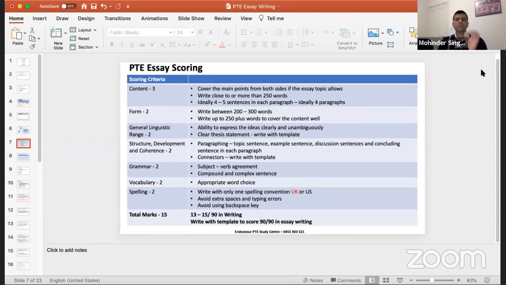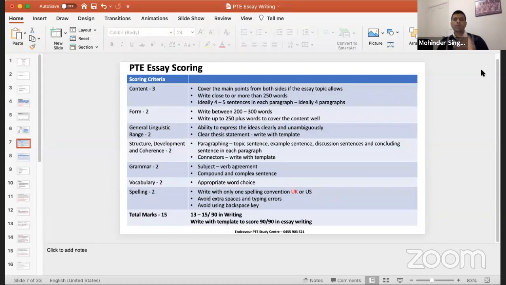Now, form means you have to write your essay between 200 to 300 words for a maximum of 2 marks in form. Also, you have to write the essay on the topic. You cannot write an essay completely off the topic. Off the topic means that suppose the essay was about global warming and you have written an essay about cricket. I know none of us has that bad a level of English. Most of us are able to understand what the topic is, right? But make sure that you write a minimum of 200 and not more than 300. So not 301, not 199.